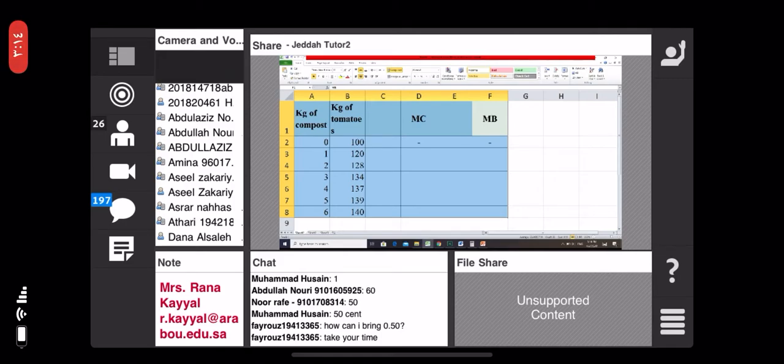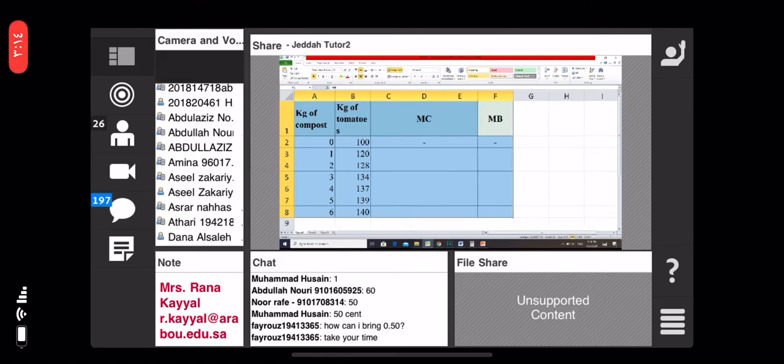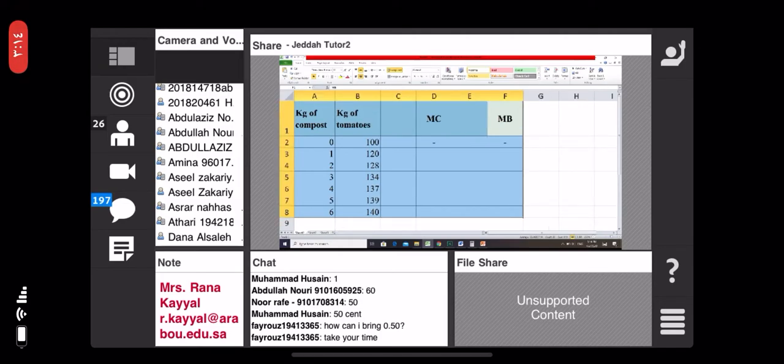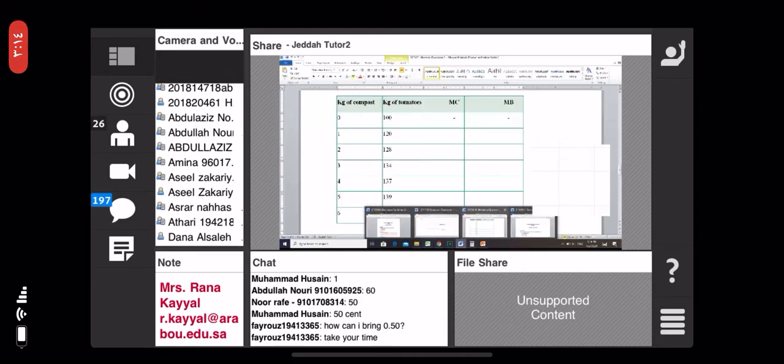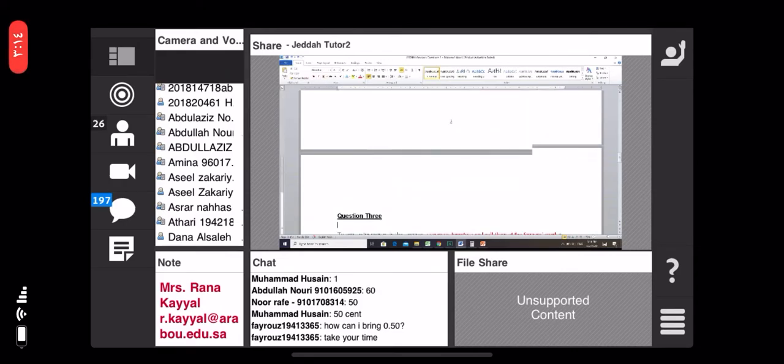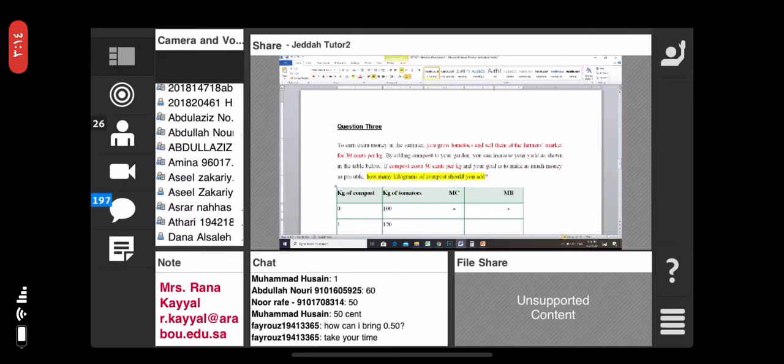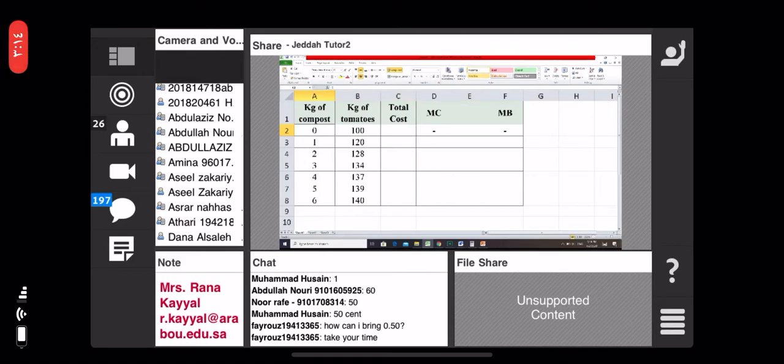Again just for information, compost means fertilizer. Kilograms of fertilizer. As a translation, I meant that even if you didn't know the word, just go ahead, cost. Let's go back to our question. Compost costs 50 cents per kilogram. So here I have zero compost, so the total cost is zero.